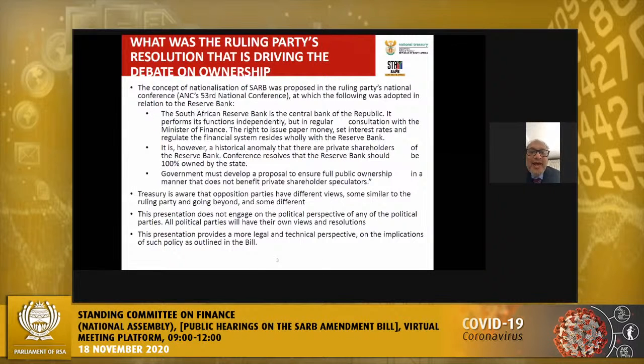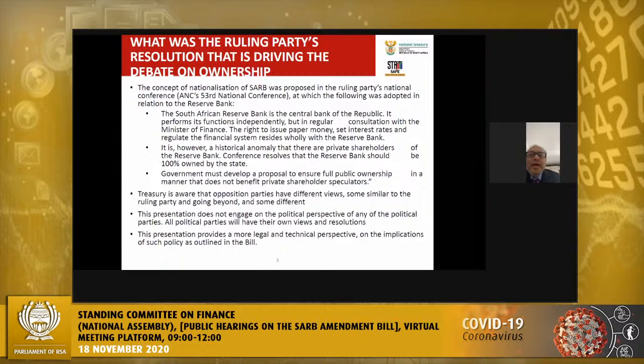Next slide. Chair, I'm not going to deal with this slide, but I just wanted to put up the ruling party's resolution at its 53rd conference on this matter, because that has been a big factor in this debate. Certainly not saying that other parties don't have their views and perspectives, and we're conscious of that. Some parties want to go further. Some parties have very different perspectives, perhaps.